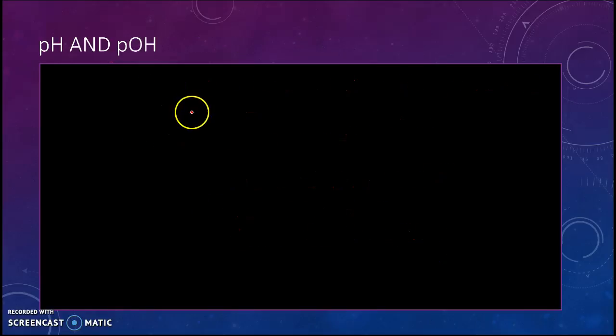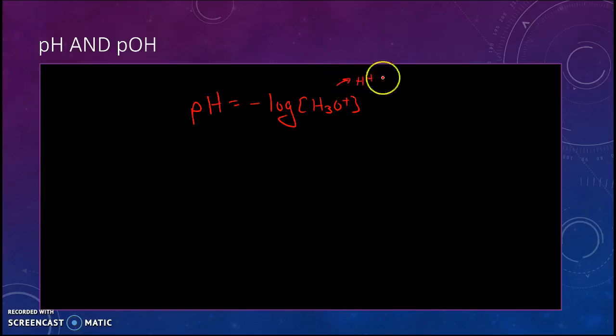And we've done that by pH. And so pH is a logarithmic scale. And it's defined as negative log of the concentration of H3O plus, or in the Arrhenius view, this could also be H plus, right?